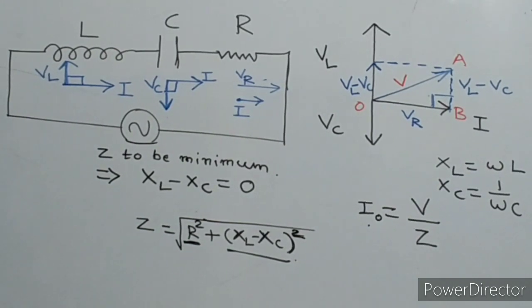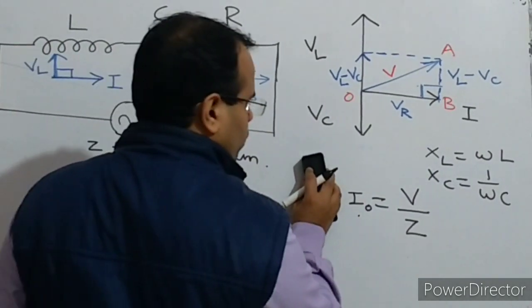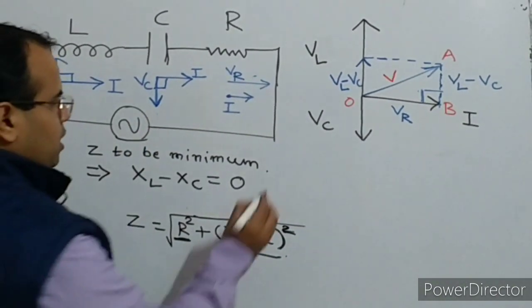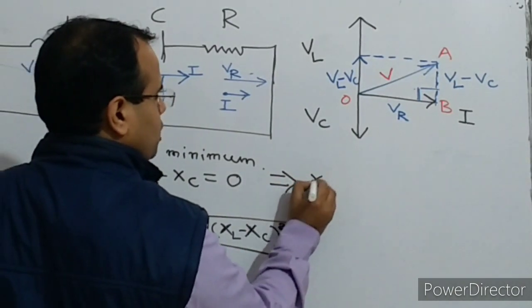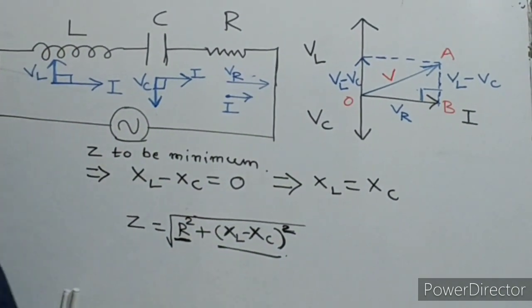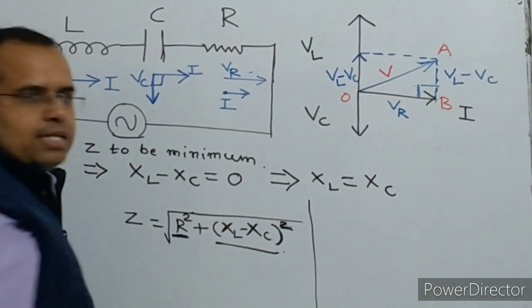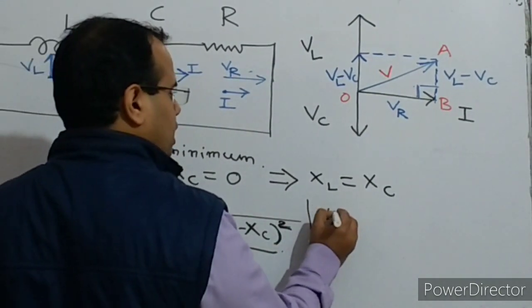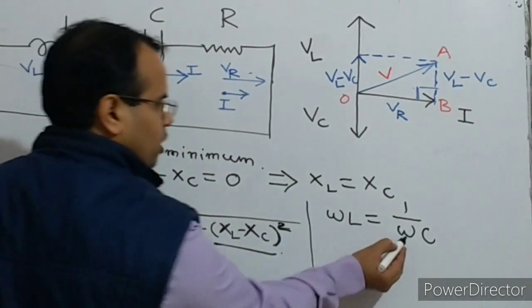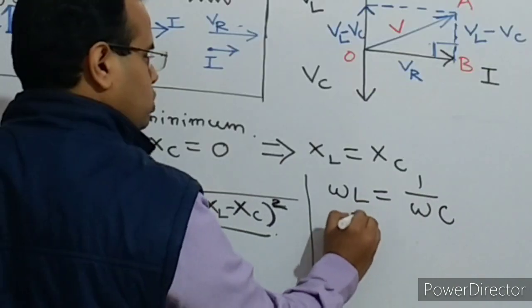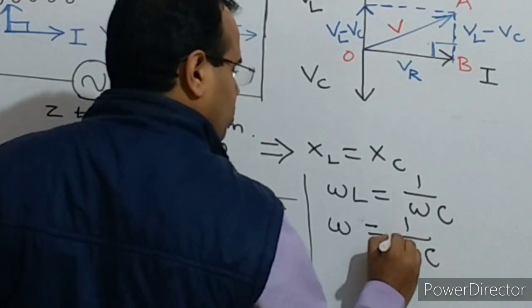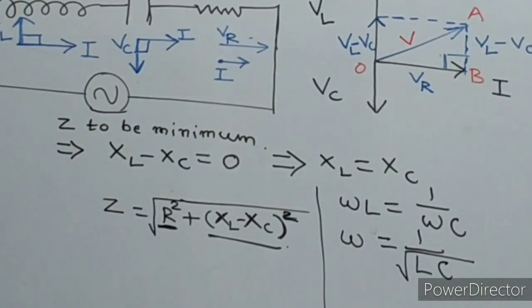If XL minus XC is equal to 0, this implies XL is equal to XC. Just now I wrote the values of XL and XC: XL is equal to omega L and XC is equal to 1 upon omega C. Now you can multiply, so that will give you omega square is equal to 1 upon LC. So this can be written as omega is equal to 1 upon the root of LC.